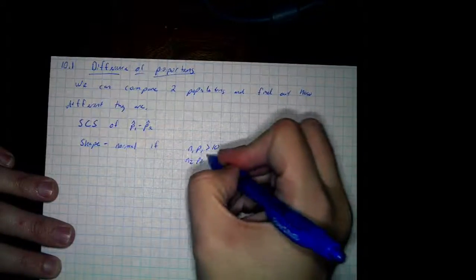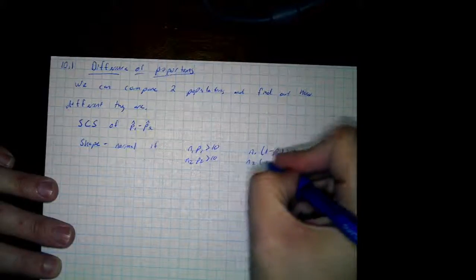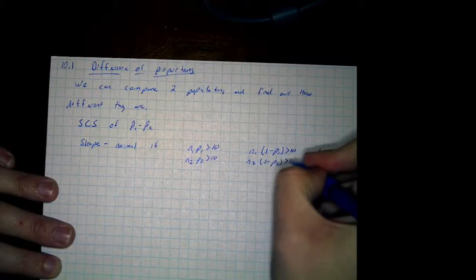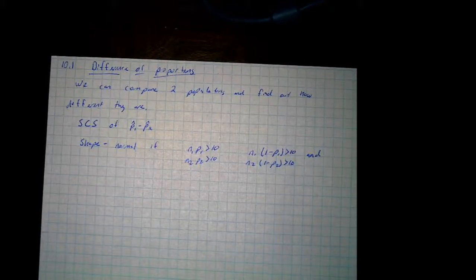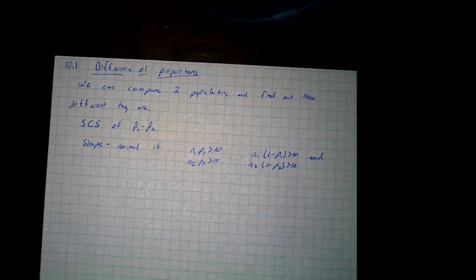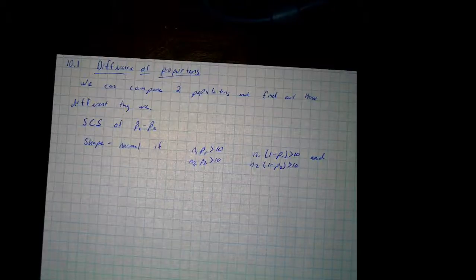and n2 p2 greater than 10, n2 times 1 minus p2 greater than 10. So we're looking for 10 successes and 10 failures on both populations. It's not 10 successes and 10 failures combined. You can't get like 5 and 5. You've got to get 10 successes in one, 10 failures in one, 10 successes in the other, 10 failures in the other. So at minimum, you're running 40 trials. Right? And that's assuming a 50-50 shot.